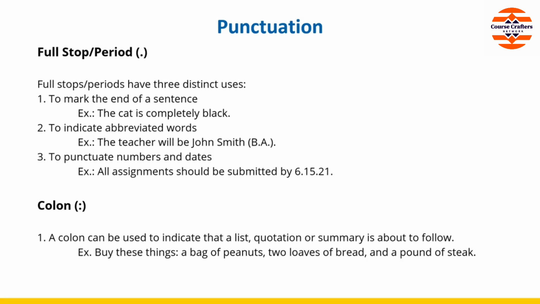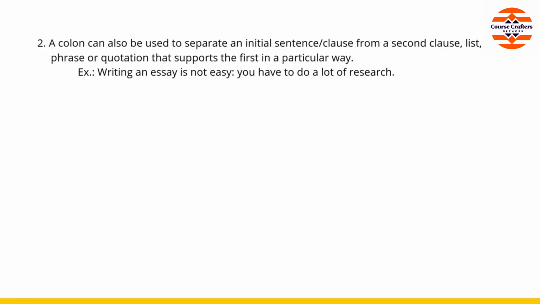A colon can be used to indicate that a list, quotation, or summary is about to follow. So for example: buy these things, colon, a bag of peanuts, comma, 2 loaves of bread, comma, and a pound of steak. So do you see how we have a colon after 'buy these things', and then a list? Here we have a list of 3 items: a bag of peanuts, 2 loaves of bread, and a pound of steak. So that's when we use a colon in the first case.